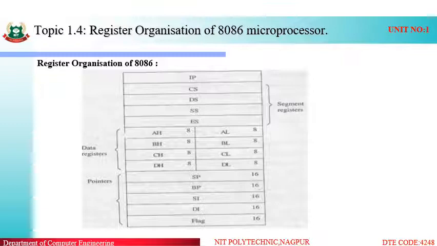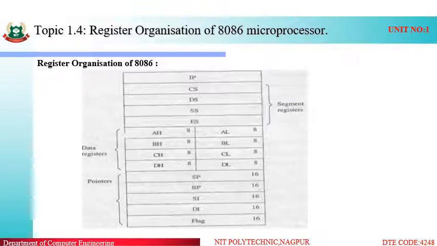The segment registers are CS, DS, SS and ES. CS stands for code segment, DS stands for data segment, SS for stack segment and ES for extra segment. So these are segment registers. IP is the instruction pointer register. All these registers are of 16 bits. Then coming to general purpose registers, those are AX, BX, CX and DX.